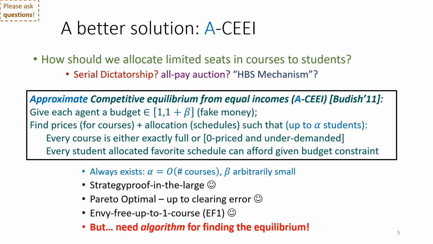The good news is that many nice properties from CEEI basically remain. It satisfies a property called strategy-proof in the large, which means it cannot be manipulated in a large enough market. It is also approximately Pareto optimal, and is envy-free up to one course. However, to make it work in practice, we have one thing left. That is, we need an efficient algorithm to find the equilibrium.